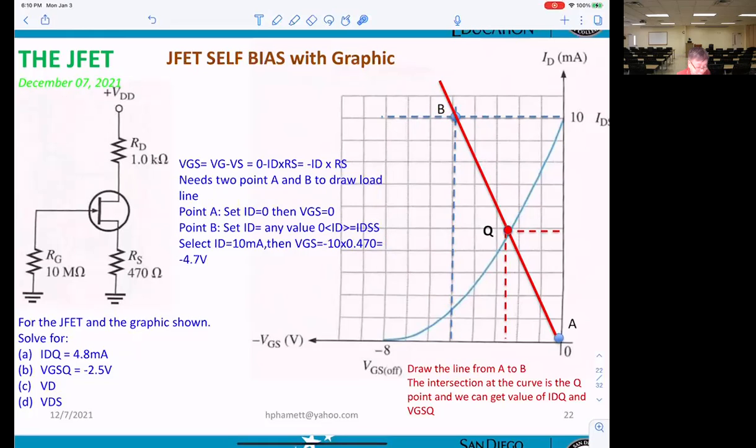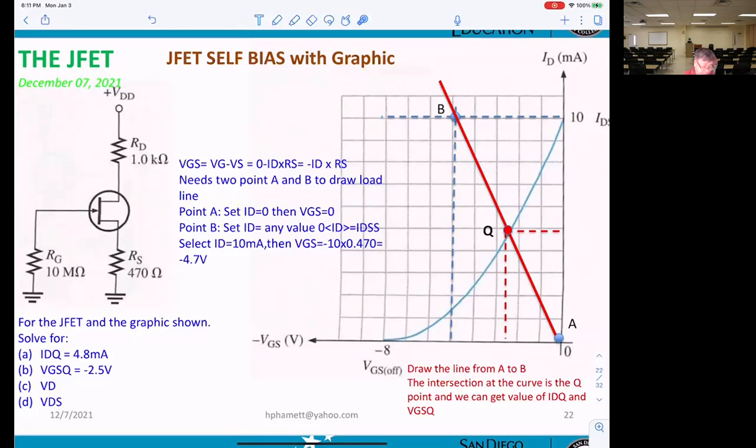And if they don't give you VD here, then they can give you VS here. If you get VS, at this point you are able to calculate IS. VS divided by RS, you get IS, and IS and ID will be the same. So that's how you get ID. Normally, in most textbooks, they do it that way. They don't want to deal with the graph.